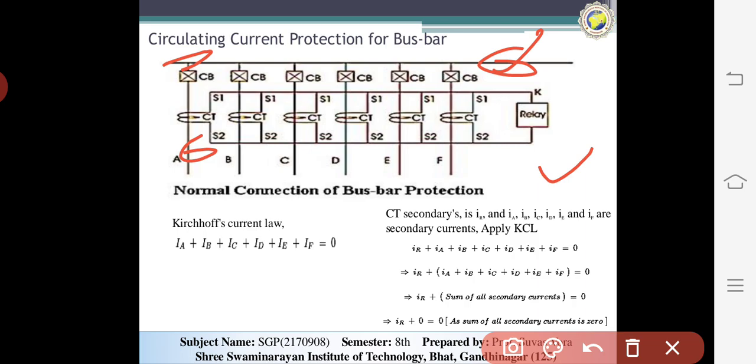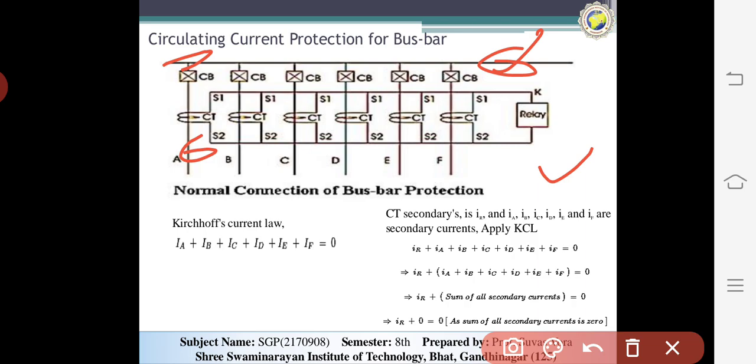Now the principle of the differential busbar protection is very simple. Here, consider that the secondaries of the CTs are connected in parallel, so the S1 terminals of all the CTs are connected together through one bus wire, and in a similar way the S2 terminals of all the CTs are connected together through another bus wire. So the tripping relay is connected across the buses.